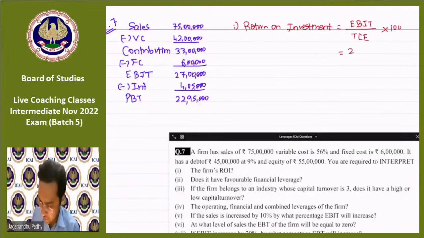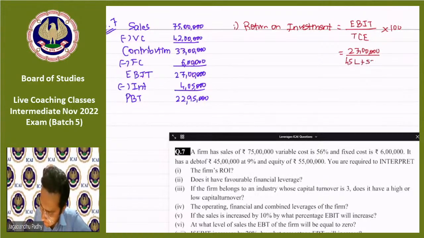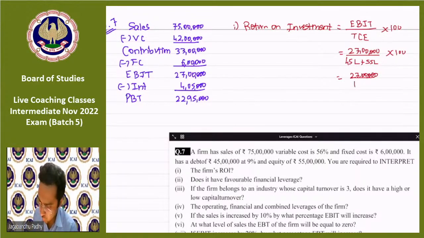Earnings before interest and tax should be 27 lakh as we have computed, upon a total capital employed of 45 lakh plus 55 lakh, into 100. That is 27 lakh divided by 1 crore, right? So that's like 27%.